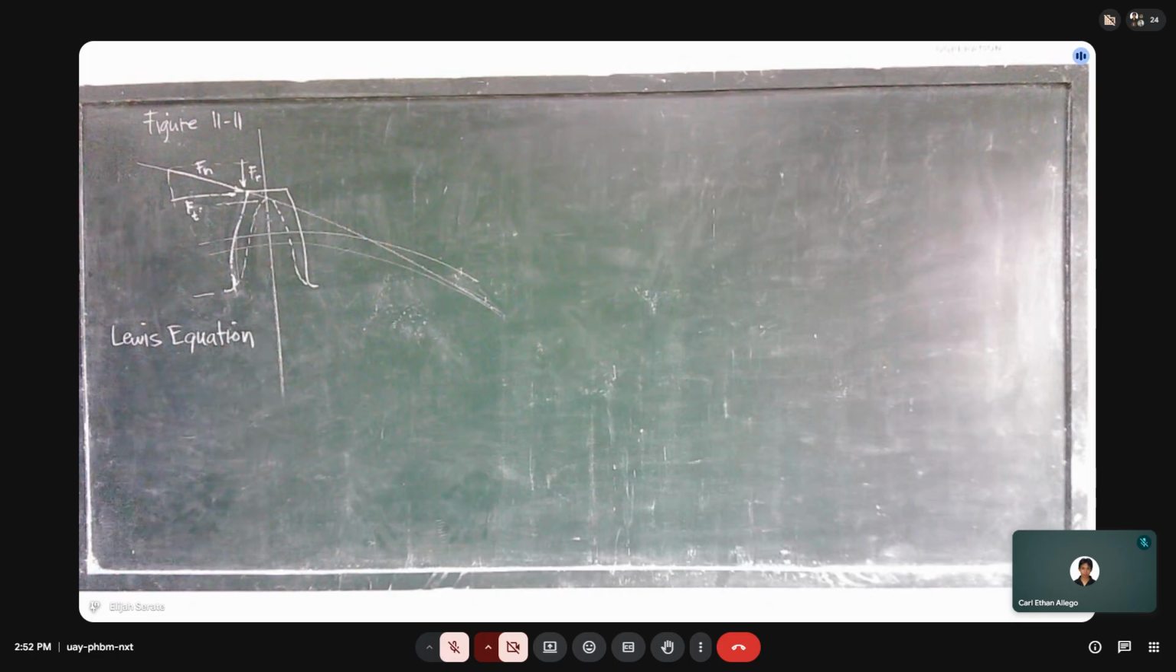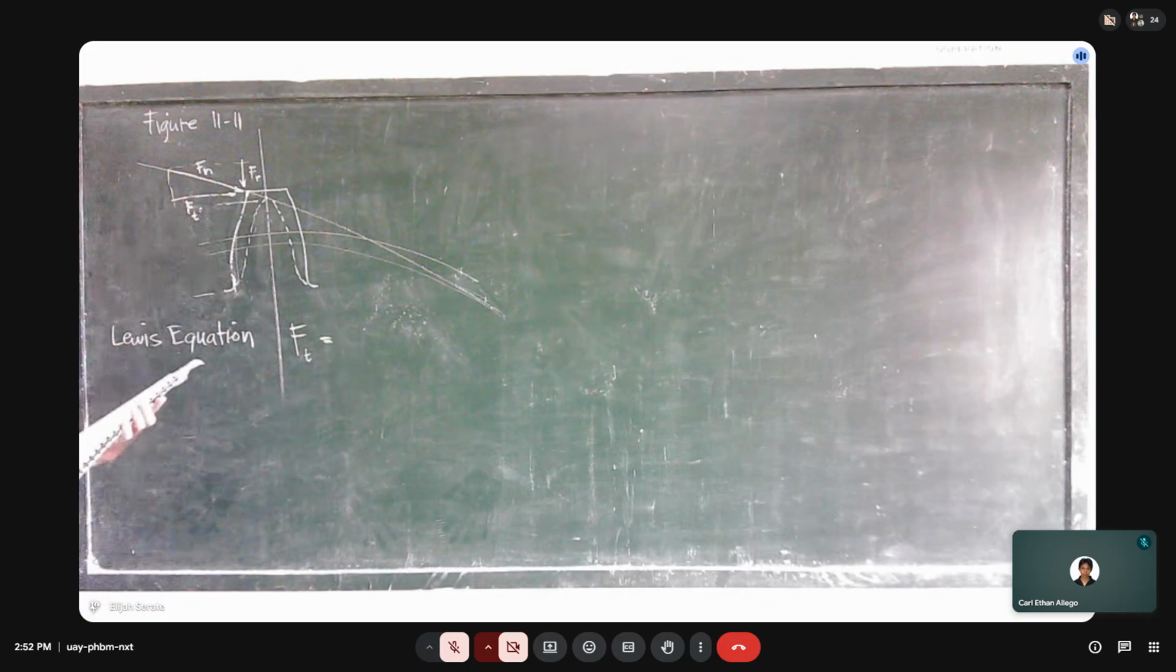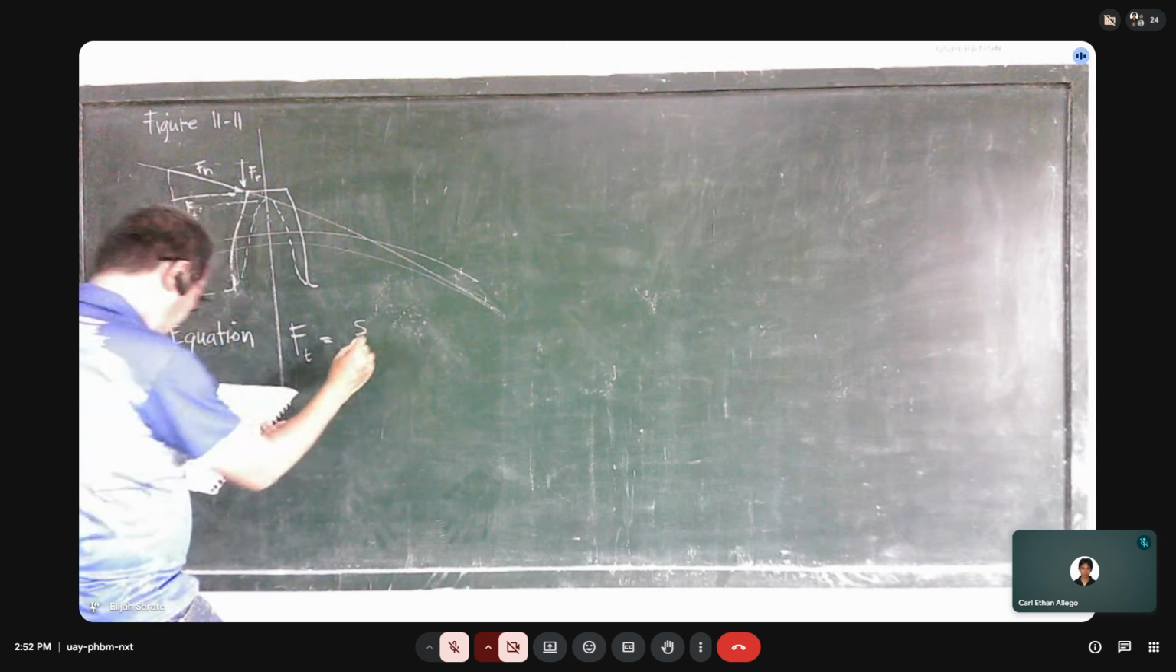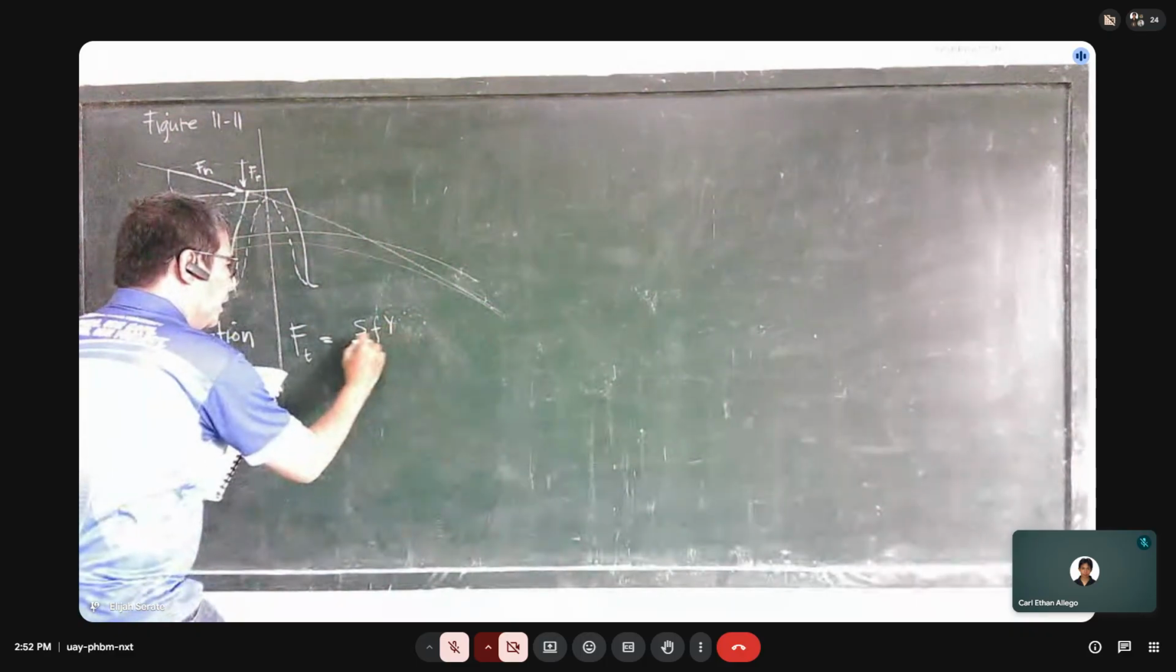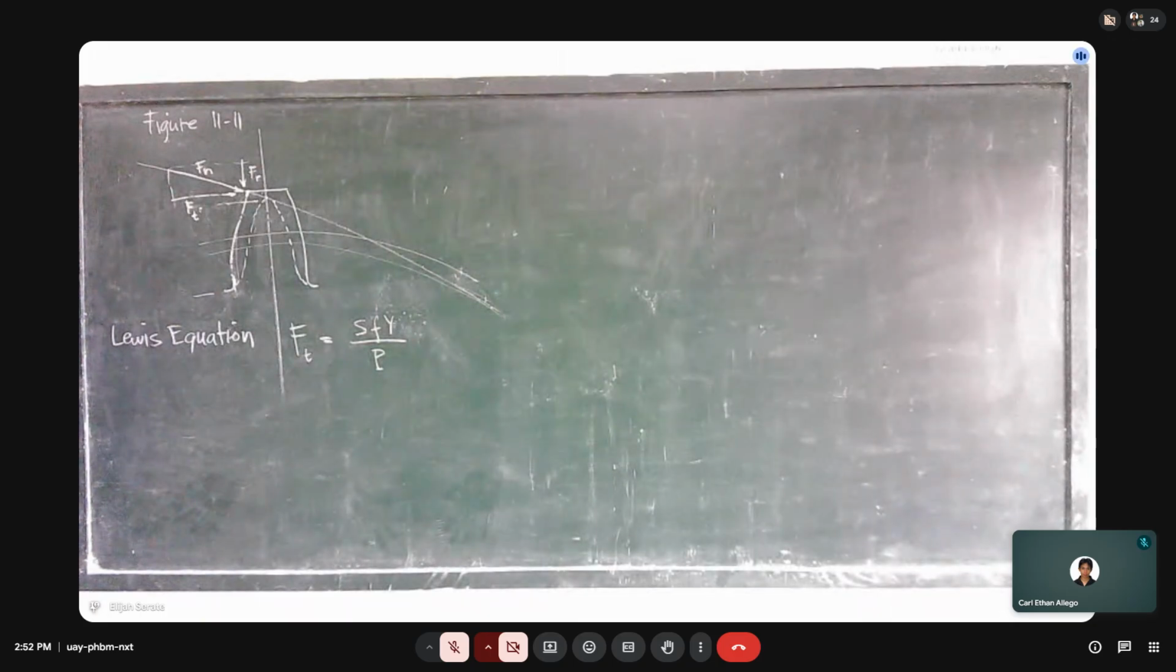The Lewis equation is this. You will notice that it is S equals F, Y, over P, capital P. That is the Lewis equation. That is found in the book, Equation 11-10. S, Y, over P.